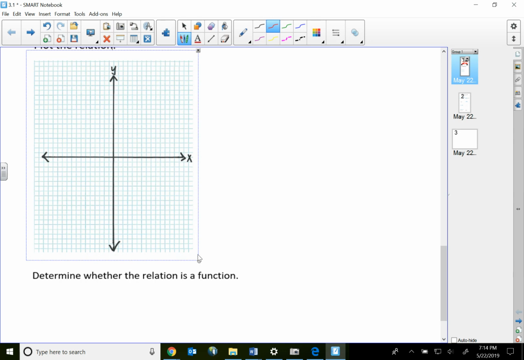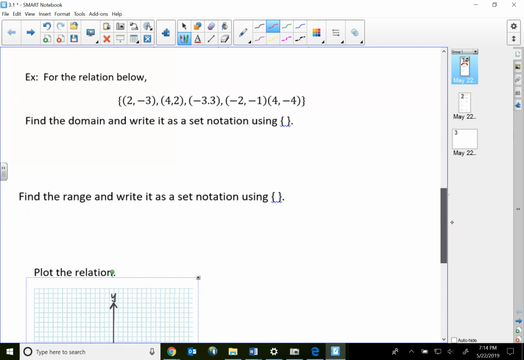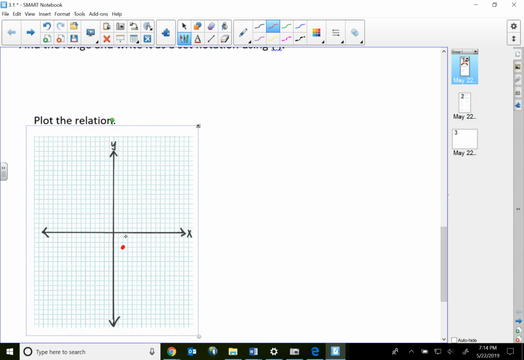Maybe I can't. It's all right. (2, -3): to the right 2, down 3 is right here. (4, 2): 1, 2, 3, 4, up 2. This right here.